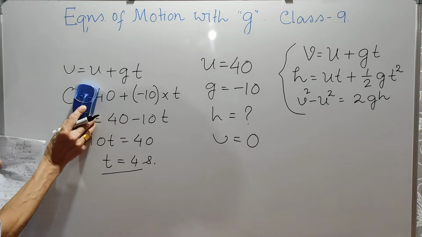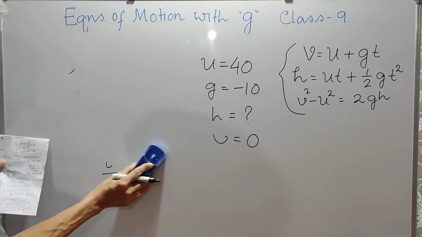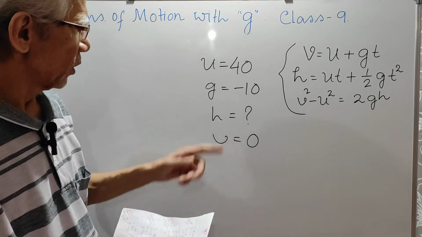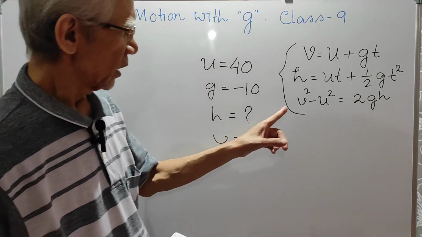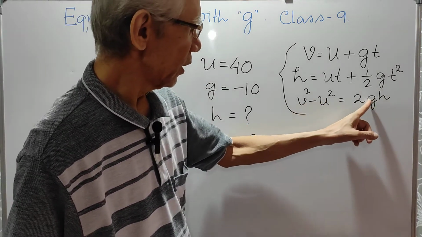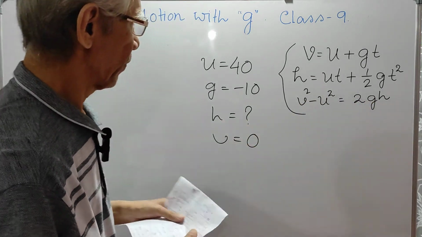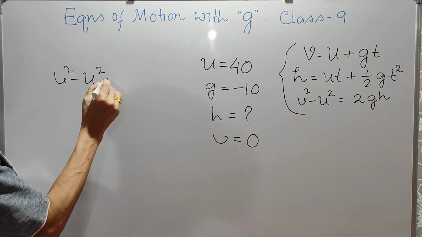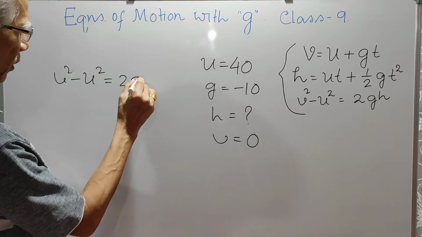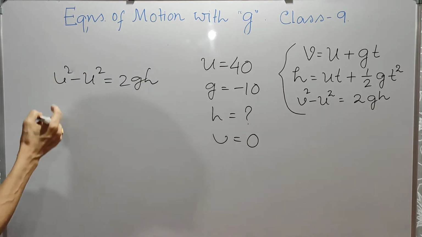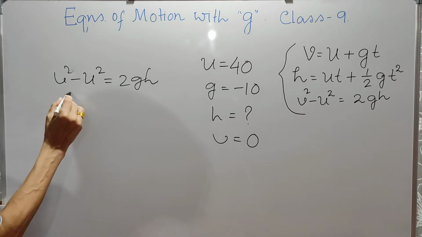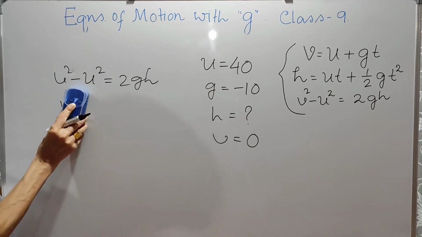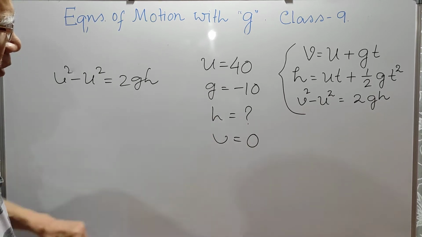Now think which formula to use. So look at those three and see which equation to use. u, z, h, v. This one, the third one. So v square minus u square equal to 2zh. Now v we have to find out. No, v is given as 0. Sorry. We have to find out h.